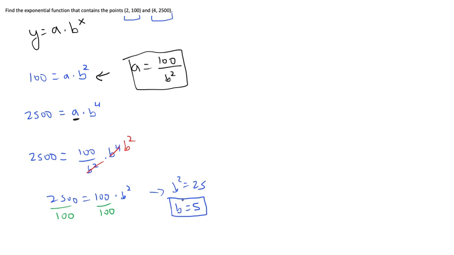So what's left? Well, what's left is to find the value of a. Now you notice in this case, we can just use one of these equations. So let's just plug the value of b back into here, and then we should be able to solve this one for a. So what do I mean by that? Well, 100 equals a times b squared. But once again, we know the value of b now. b is a solid 5.